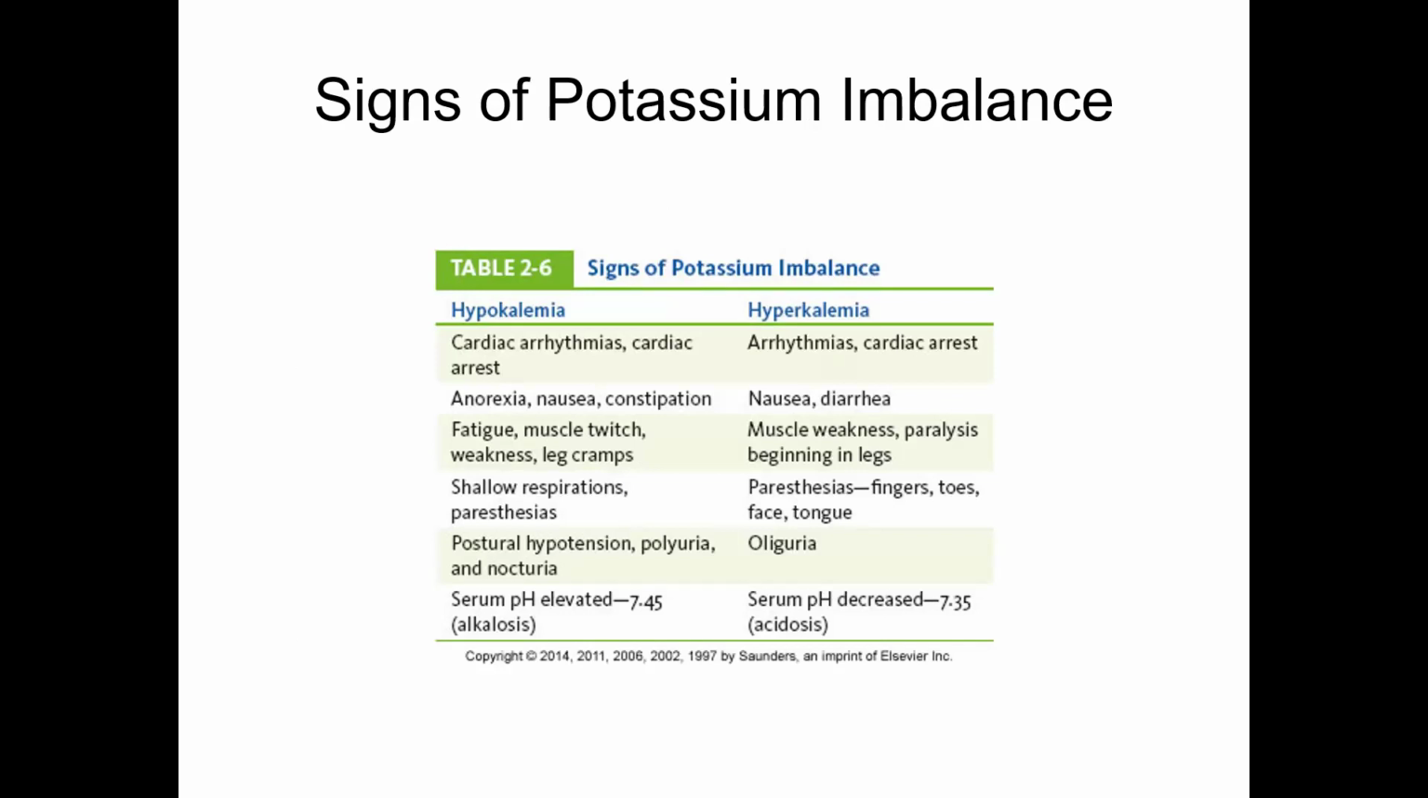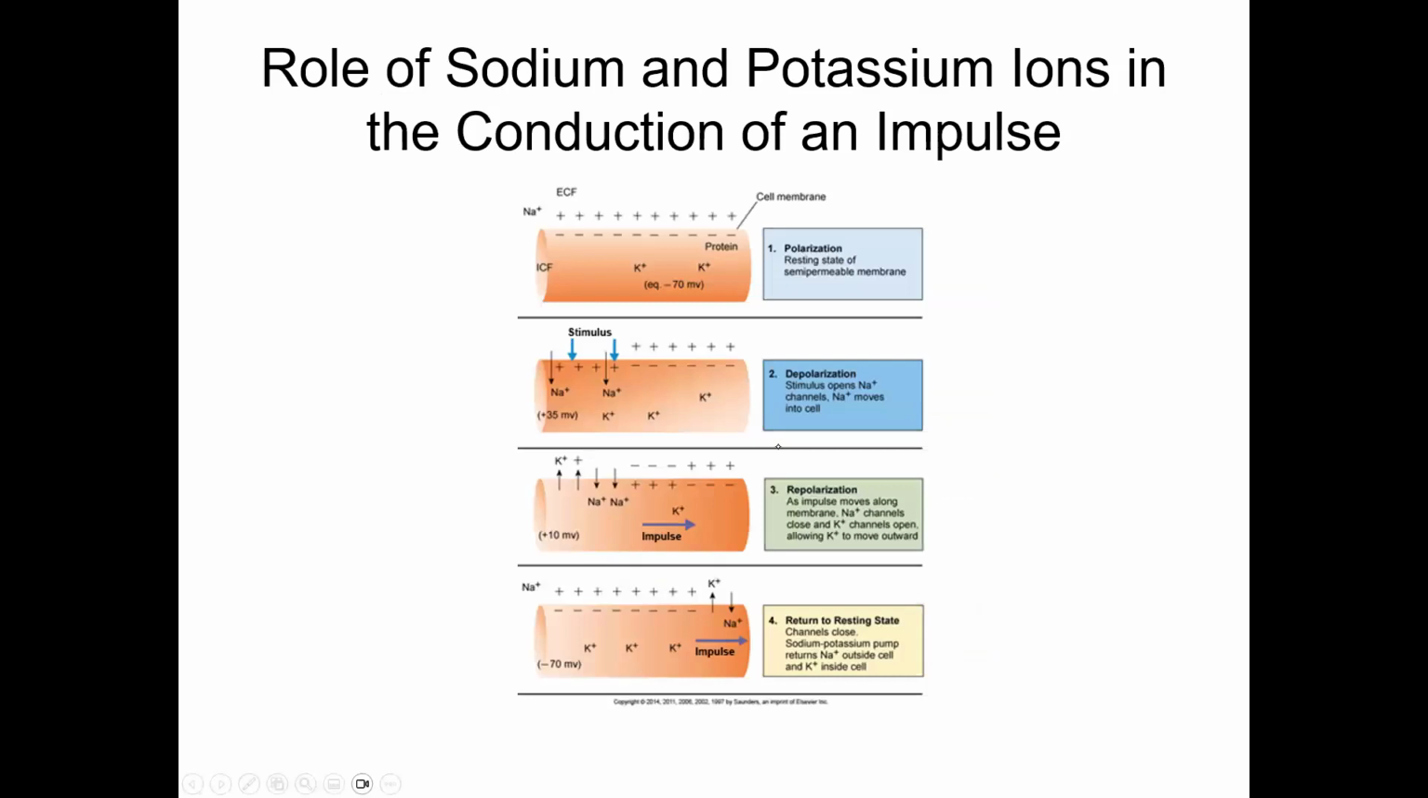Here are some signs that we would expect to see with low or high potassium. The role of sodium and potassium ions in the conduction of an impulse are important because they work together to stimulate that conduction so that impulse can actually occur.